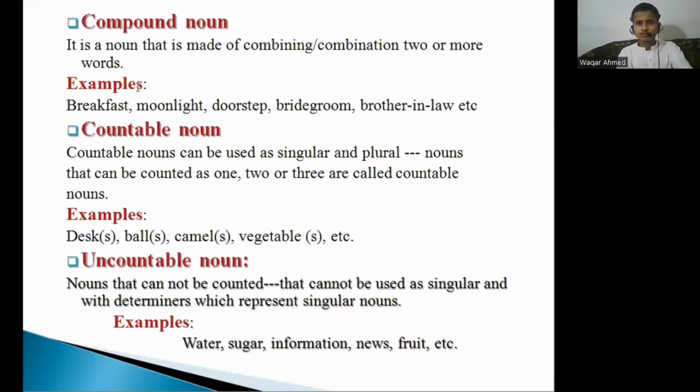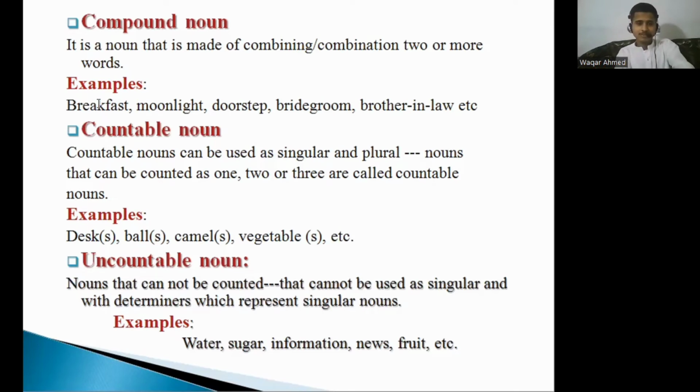Now here we have compound noun. I guess we have looked at abstract noun. No, this is the compound noun. A compound noun is a noun that is made of a combination of two or more words. So the nouns which are formed by using two or more words, right, which is the combination of two or more words, and the words can be hyphenated, or not hyphenated, or the words can be two separate words, right? And here are the examples.